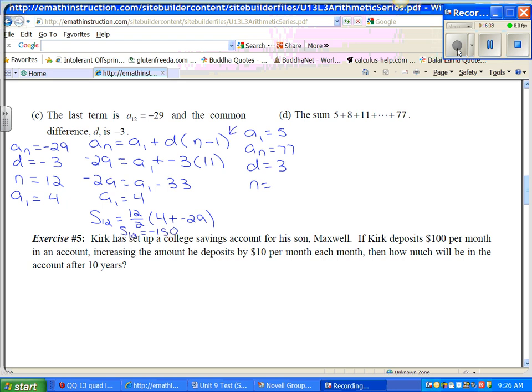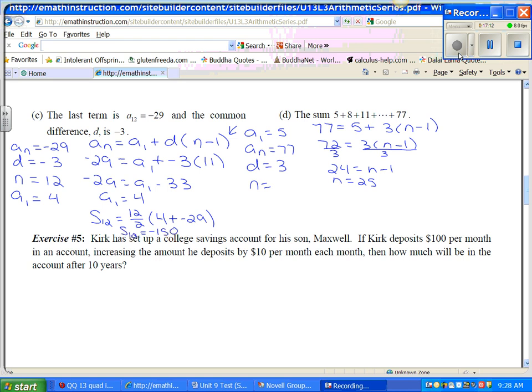So let's see if you guys can do this one on your own. Please go through, find the number of terms, and then find your sum. How many of you started like that? What did you do next? Subtract 5. Then what? Divide by 3, yeah. Which gives us 24. Then what? So n equals 25.